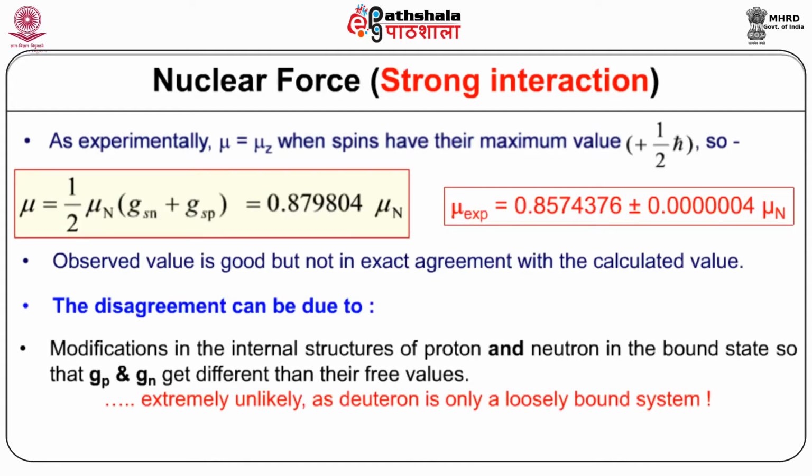Experimentally, mu is equal to mu z when spins have their maximum value, that is plus 1 by 2 h bar. So in this condition, because we define mu as equal to mu z, we know that by definition mu is equal to mu z in the state when m is equal to I. This we have seen in the definition of magnetic moment.